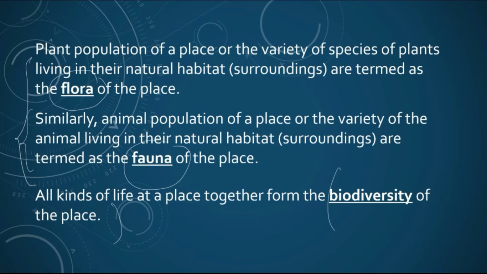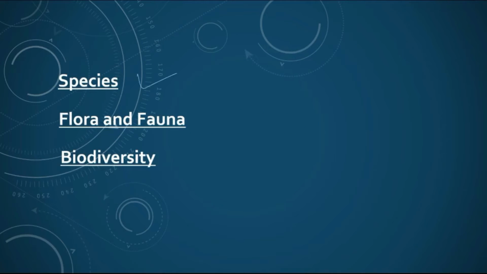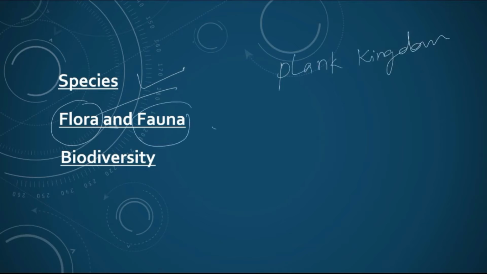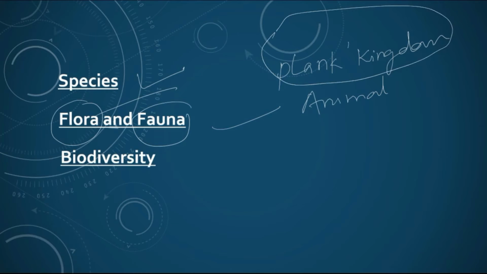So here you have learned three main terms. A species: species are those individuals which can breed among themselves and produce young ones. Next, flora, the plant kingdom. And fauna, the animal kingdom. In the plant kingdom, even microorganisms like fungi and bacteria are involved. And all this together is referred to as biodiversity.